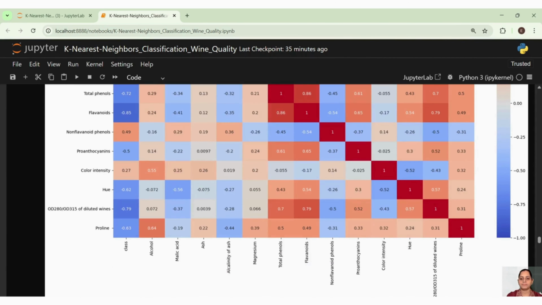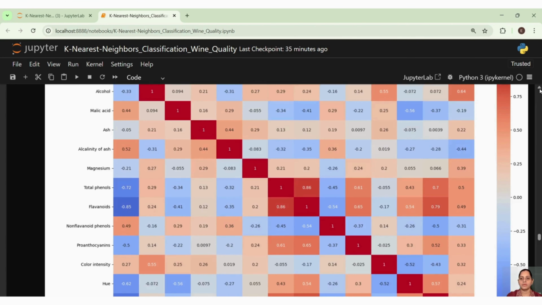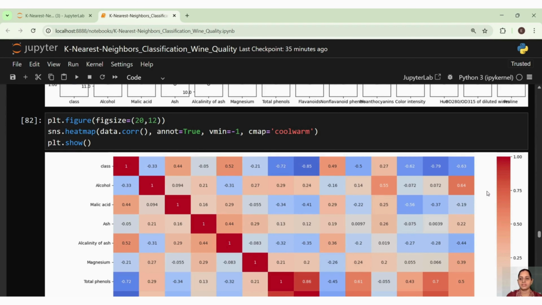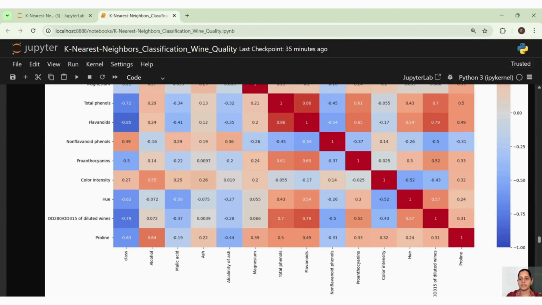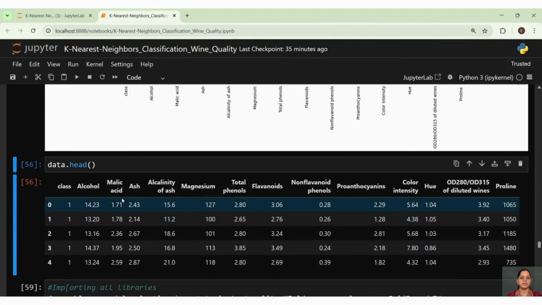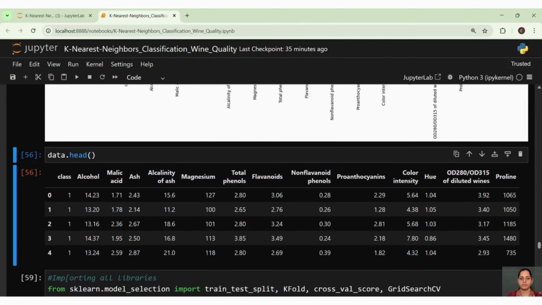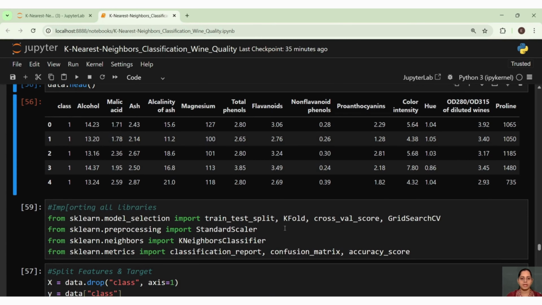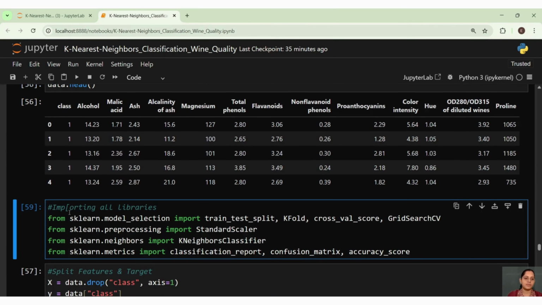Then we have proanthocyanins. So that is again one more chemical, and that is responsible. Then we have color intensity. That's not much, but yeah, still we have some. So this is my heat map part. Again, I don't want to run it again. And so if you see that here I'm importing all my libraries. Let us understand what are the libraries we have imported before moving ahead.